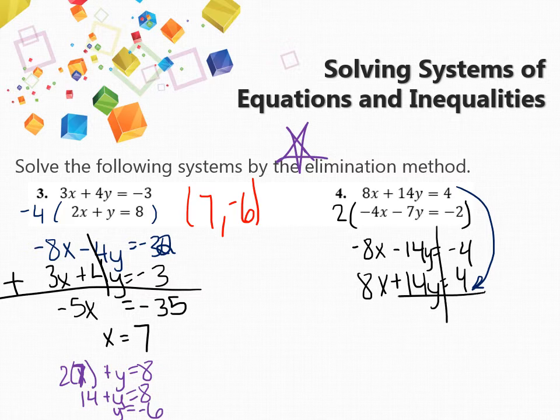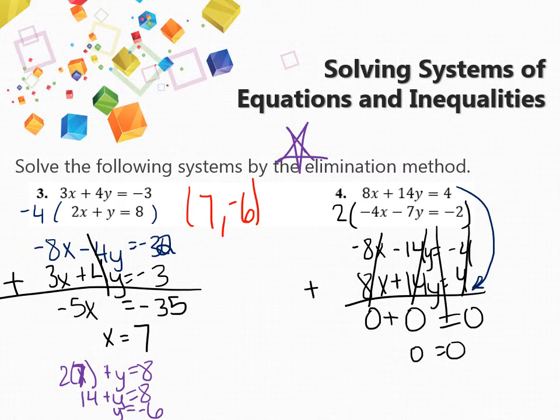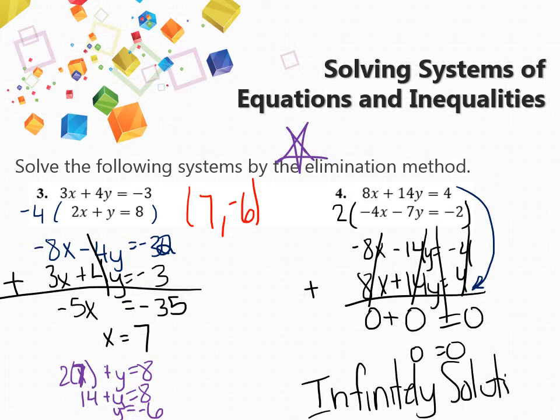If I line them up and do my old school addition, I end up with 0 plus 0 equals 0. Now, even though everything cancels, the numbers matter. Does 0 equal 0? Yes, that is a true statement. So I need to write that I have infinitely many solutions. If it was an untrue equation, like 5 equals 0, that would be my no solution.